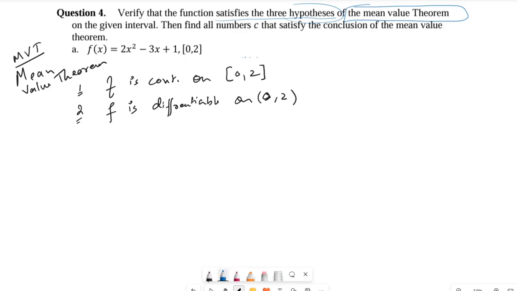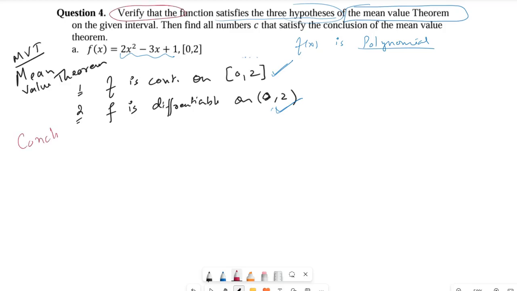The function is a polynomial function. f of x is a polynomial. Polynomials are continuous everywhere, so this condition is automatically satisfied. And also polynomials are differentiable everywhere, so this condition is also automatically satisfied. Once we verify the conditions, this part is done.